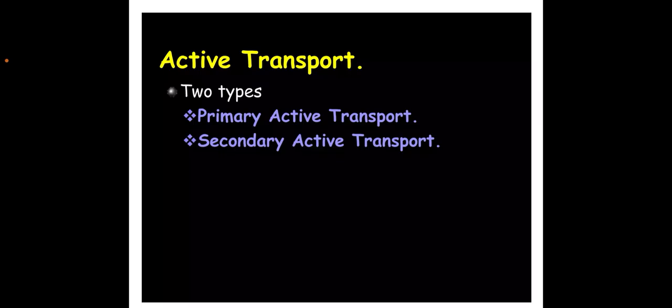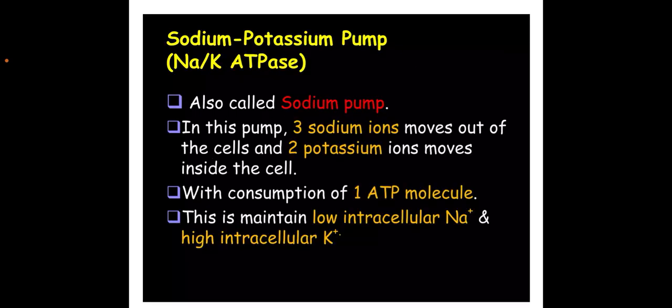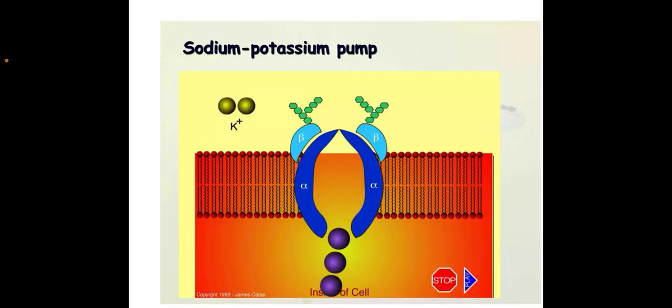Active transport occurs through two passages: primary active transport and secondary active transport. In primary active transport, transport occurs against the concentration gradient, in which energy is used directly. It is carrier mediated. It requires energy in the form of ATP used directly. The sodium potassium pump or calcium pump is the example. Also called the sodium pump. In this pump, 3 sodium ions move out of the cell and 2 potassium ions move inside the cell with consumption of 1 ATP molecule. This is used to maintain the low intracellular sodium ion concentration and high intracellular potassium ion concentration. That is the sodium potassium pump.